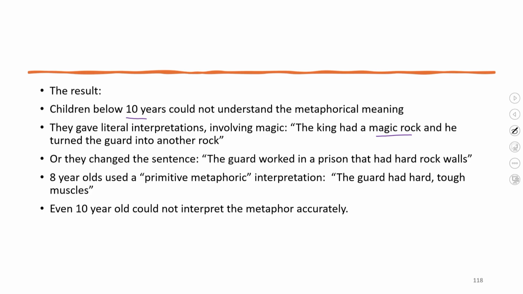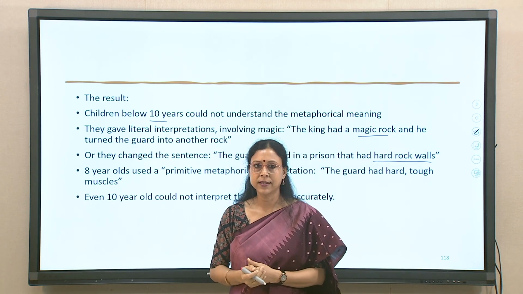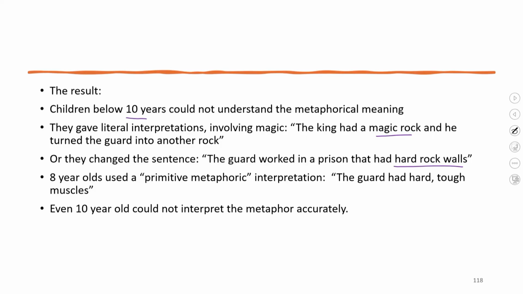Sometimes they also changed the sentence altogether: the guard worked in a prison that had hard rock walls. So, basically they interpreted in many ways, but not in metaphorical ways. 8-year-olds used what is called a primitive metaphoric interpretation: the guard had hard tough muscles, because that is what they interpreted the rock as symbolizing. And even 10-year-olds could not interpret the metaphor accurately. So, this was the finding.